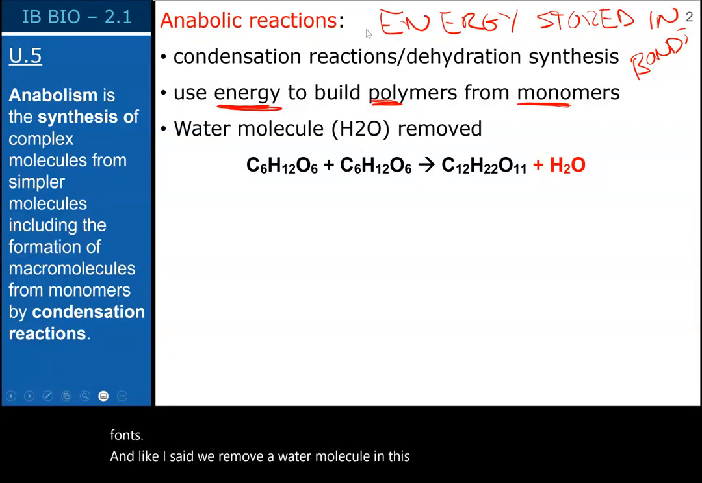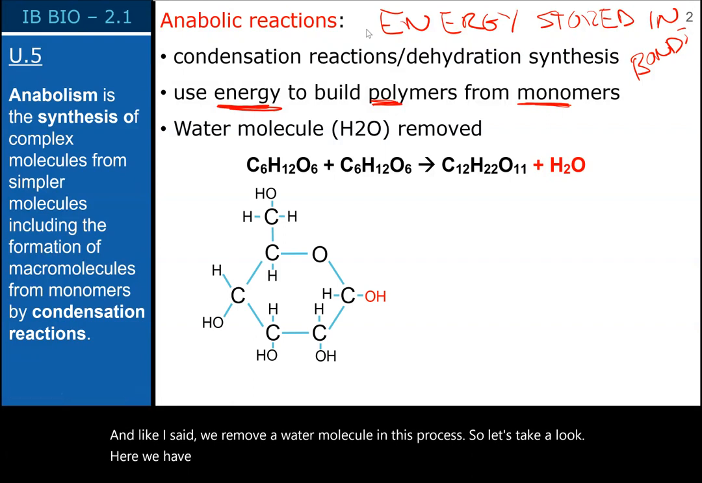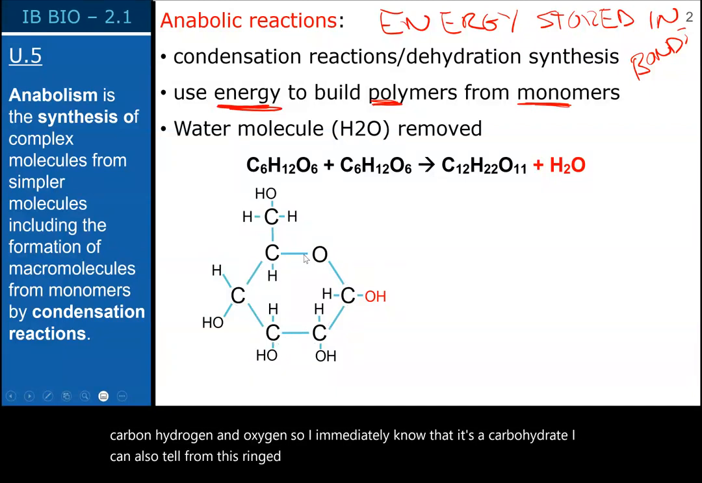So let's take a look. Here we have a carbohydrate monomer, C6H12O6. Okay, well, that's a 1-to-1 ratio of carbon, hydrogen, and oxygen. So I immediately know that it's a carbohydrate. I can also tell from this ringed carbohydrate structure. It's got 6 sides, so it could be glucose.